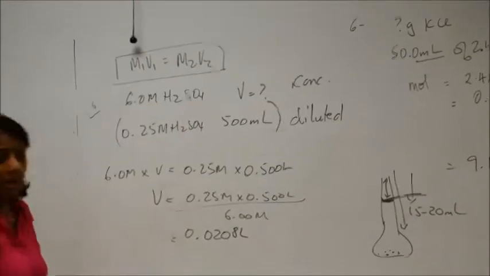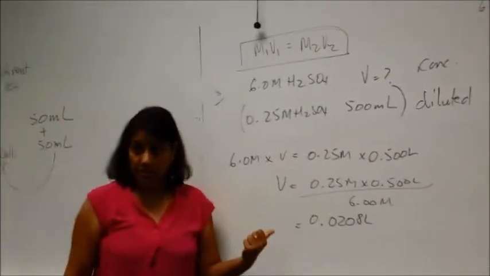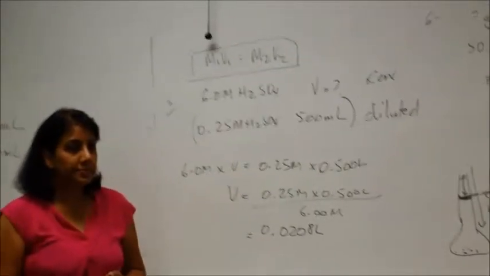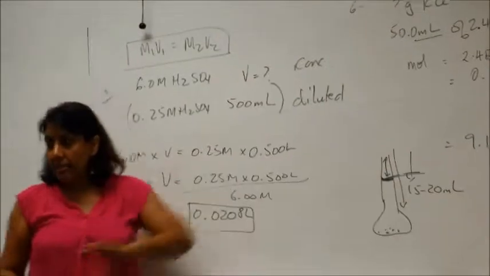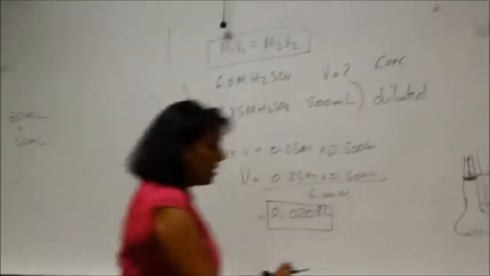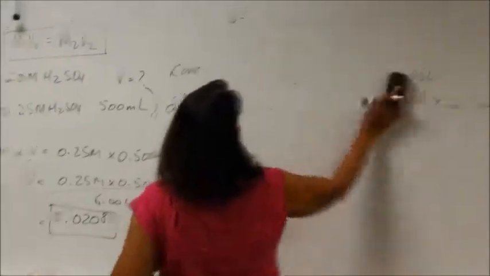0.0208 liters. So if you said less without looking at the answer, you're on the right track. What happened? Sulfuric acid, right? That's what it means. But it doesn't mean you're finished with the problem yet. Well, you're technically finished with the calculation part. But what do these numbers really mean?